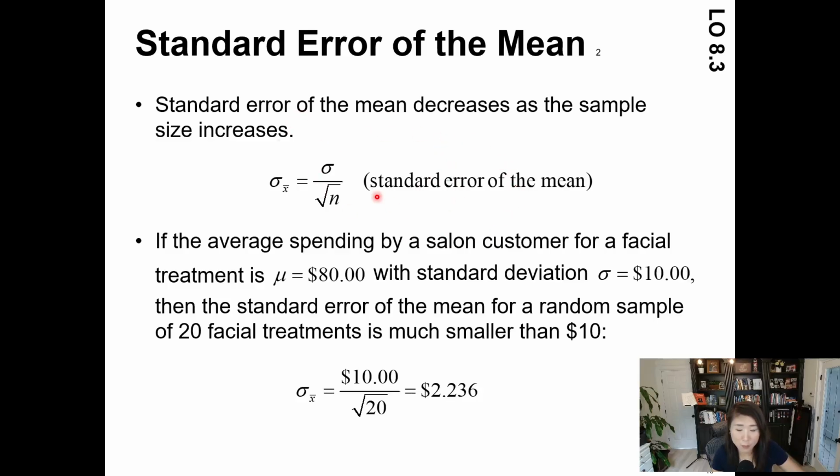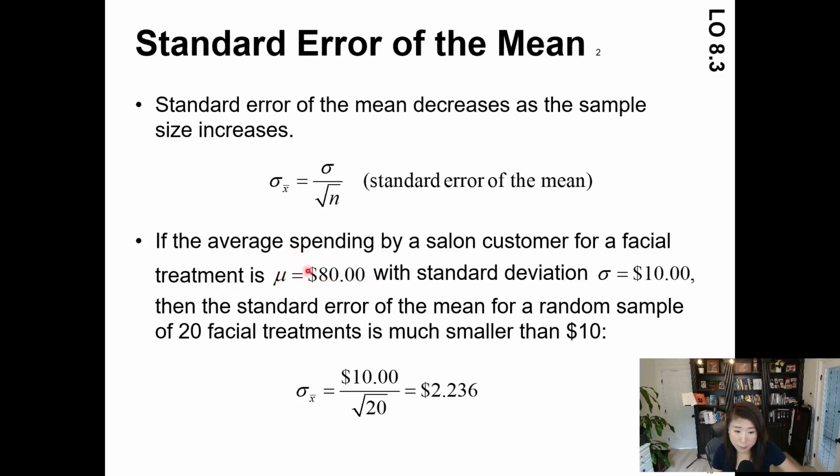Before we move on, I want to show you an example of how you can leverage this formula to calculate the standard error of the mean. So let's see: given the average spending by a salon customer for a facial treatment is mu equal to $80.